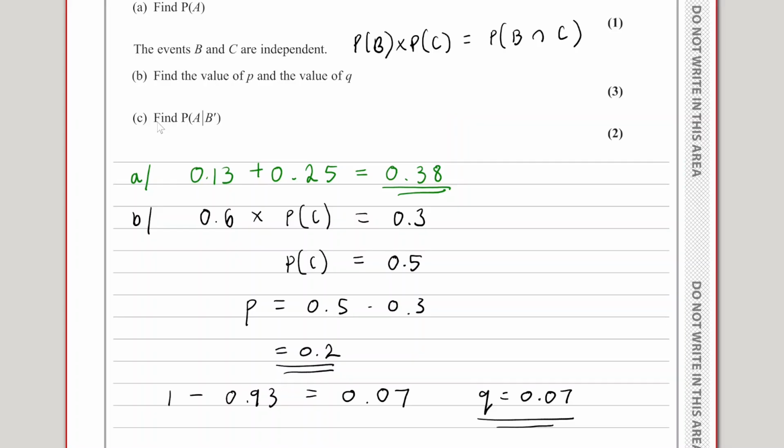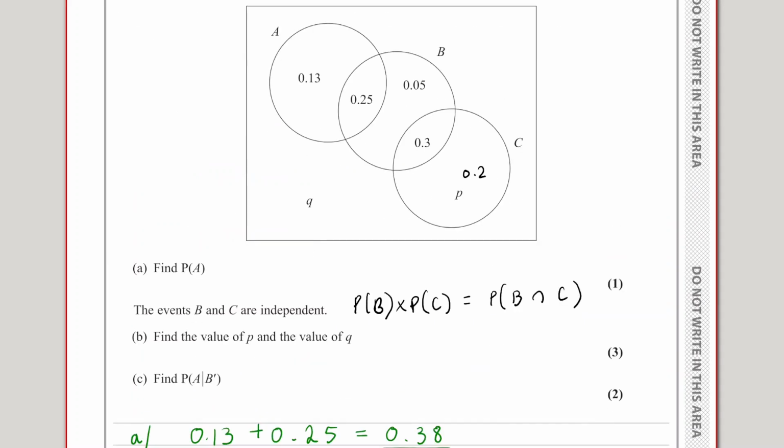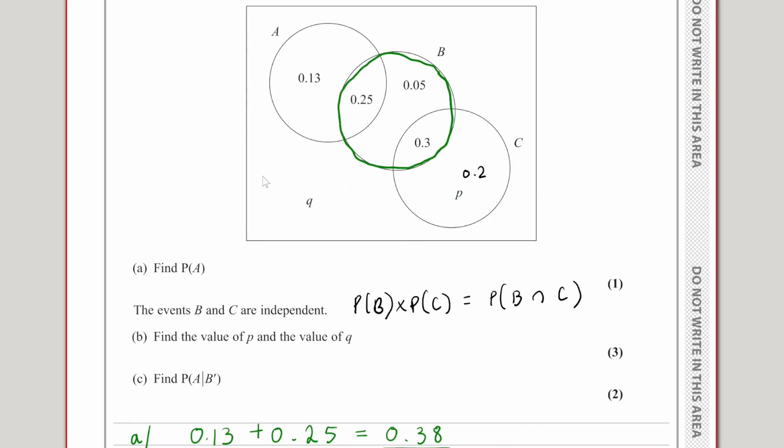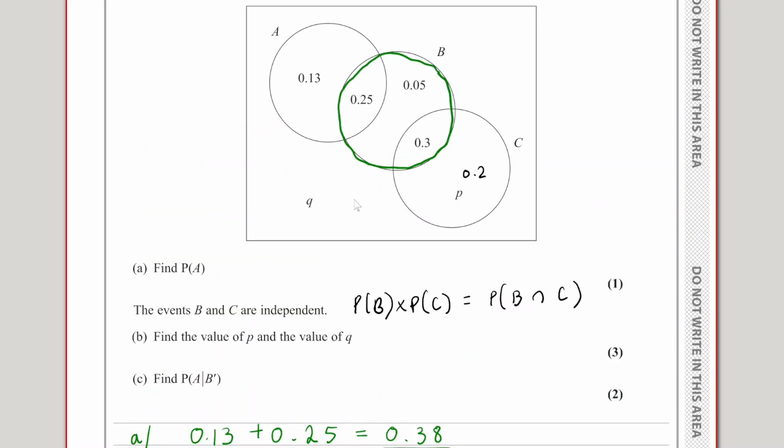Find the probability, part C, of A given not B. So A given it's not in B. So what's the probability of it not being in B? It's the ones not in B, so not in the B circle. Everything not in the B circle, so 0.13, 0.2, and Q. So the probability of not B is 0.13, 0.2, and 0.07, which is 0.4.